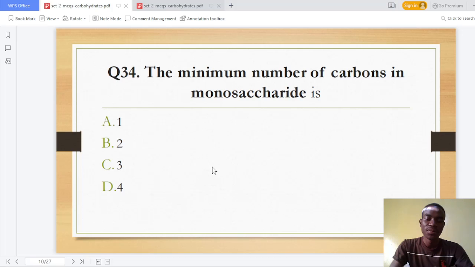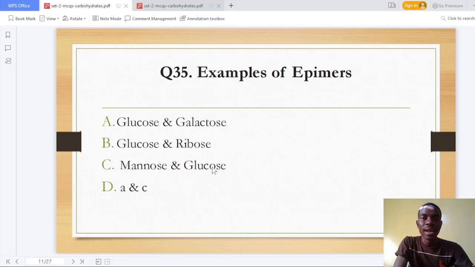Question 35, they're saying, examples of epimers are. Alright, so I think I'll need to first of all define what an epimer is by definition. So it is simply stereoisomers that contain more than one chirocarbon but differ from each other in the configuration at only one chirocarbon.